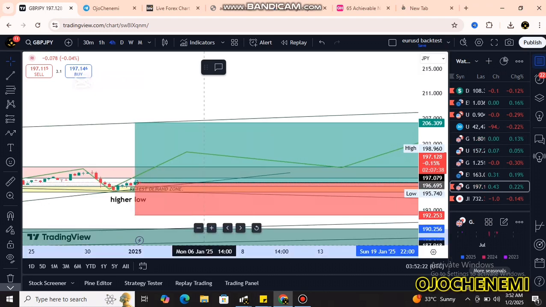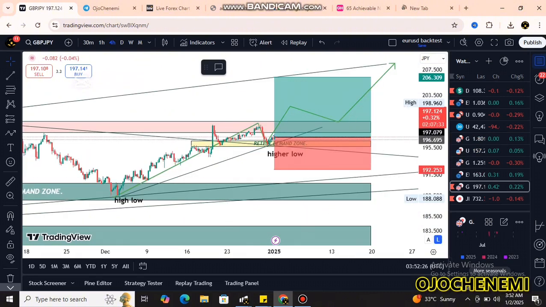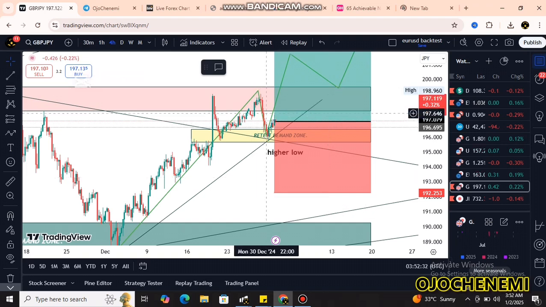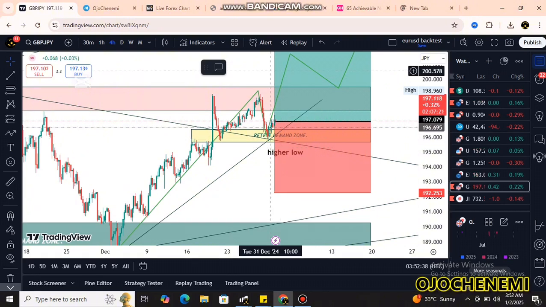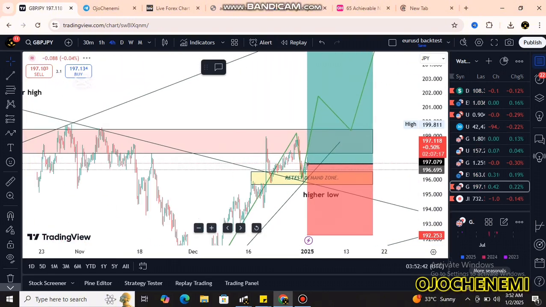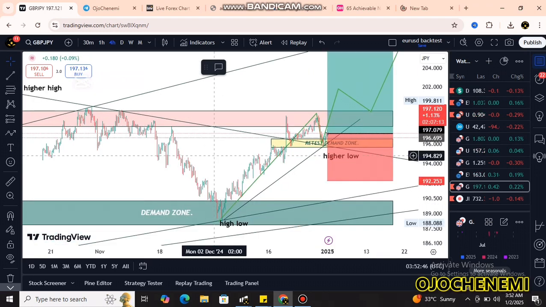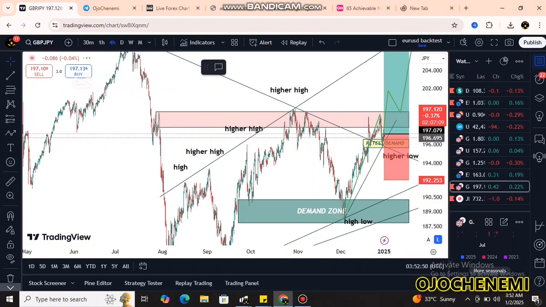This is what I'm expecting from GJ. On the 4 hour, let's go to the 4 hour. So even on the 4 hour, everything's still bullish, as said. So you can see after this rejection, after this zone here, I'm waiting for a new buy to this side. So we are going on this trade right away.